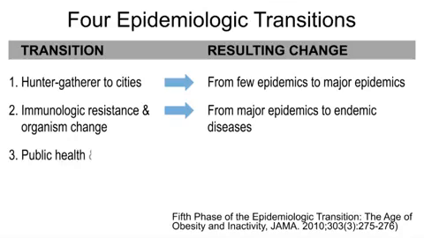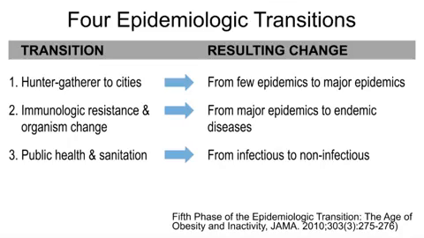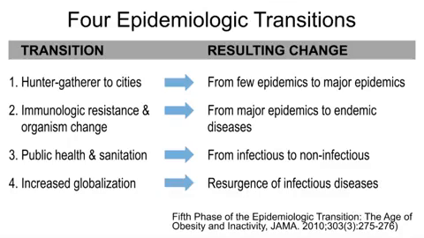The third transition came from improved public health and sanitation. There was a transition from infectious diseases to non-infectious chronic and degenerative diseases. The fourth transition was due to increased globalization. There was a resurgence and rapid spread of infectious diseases.